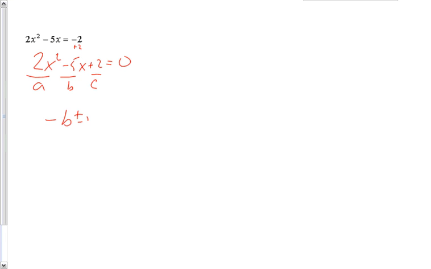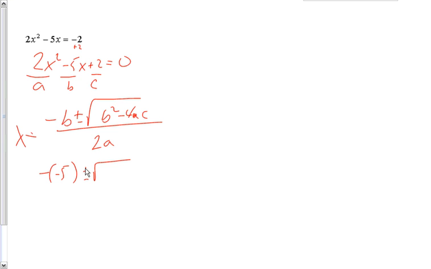Negative b plus minus the square root of b squared minus 4ac all over 2a. Memorize. Negative 5. Put it over there so I can see it. Negative 5 plus minus the square root of negative 5 squared minus 4 times 2 times 2, over 2 times a, which is 2.